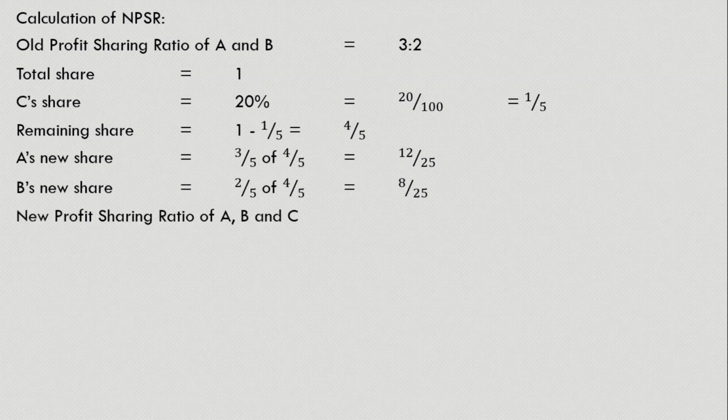Then new profit sharing ratio of A, B and C. I told you we will write the names in the sequence in which they are given in question. So we have calculated C's share first, but we will write A, B and C only. So it's for A 12 by 25, B 8 by 25 and C 1 by 5. Now we will make denominator equal. So 12 is to 8 is to 5 5s are 25 and 1 5s are 5. So 12 ratio 8 ratio 5. That's it. Let's go back.